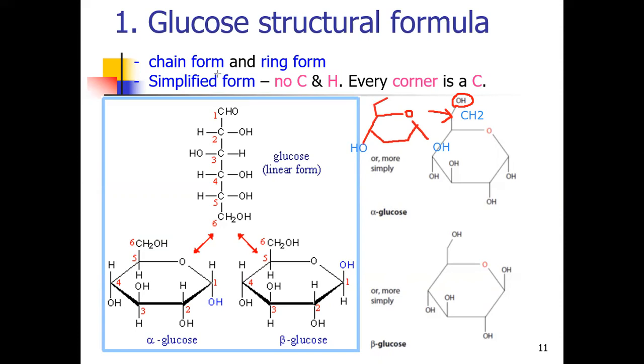Now, if you want to represent beta glucose, the only difference is that one hand is up, the other hand is down. So that's the only difference. The rest of them are the same. Okay, so this is for you to remember.